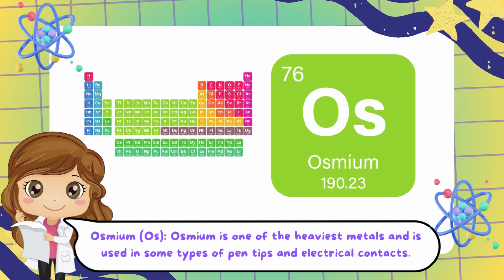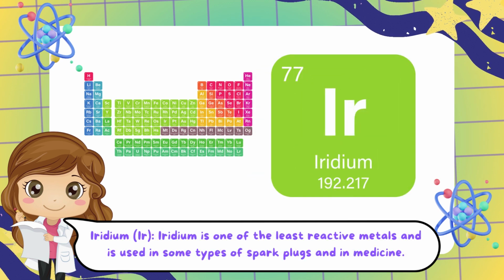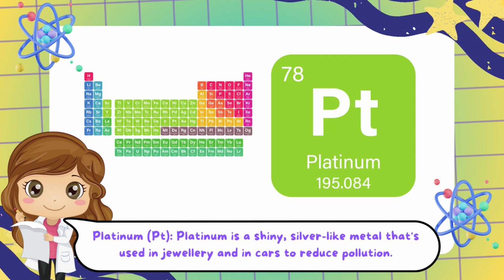Osmium, O-S. Osmium is one of the heaviest metals and is used in some types of pen tips and electrical contacts. Iridium, I-R. Iridium is one of the least reactive metals and is used in some types of spark plugs and in medicine. Platinum, P-T. Platinum is a shiny, silver-like metal that's used in jewelry and in cars to reduce pollution.